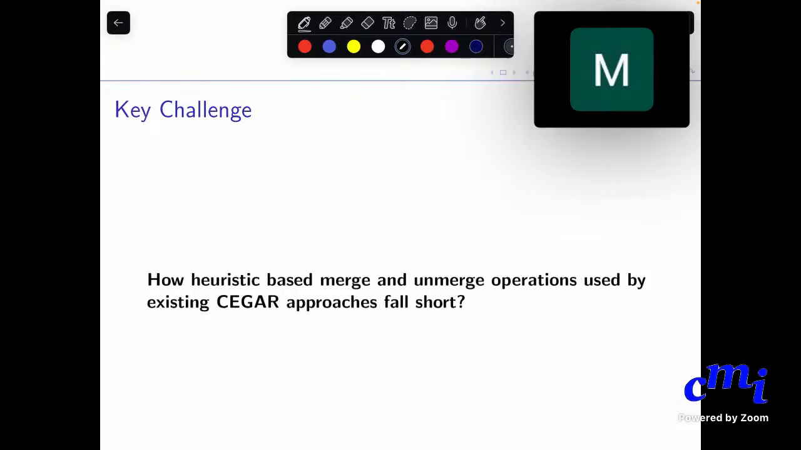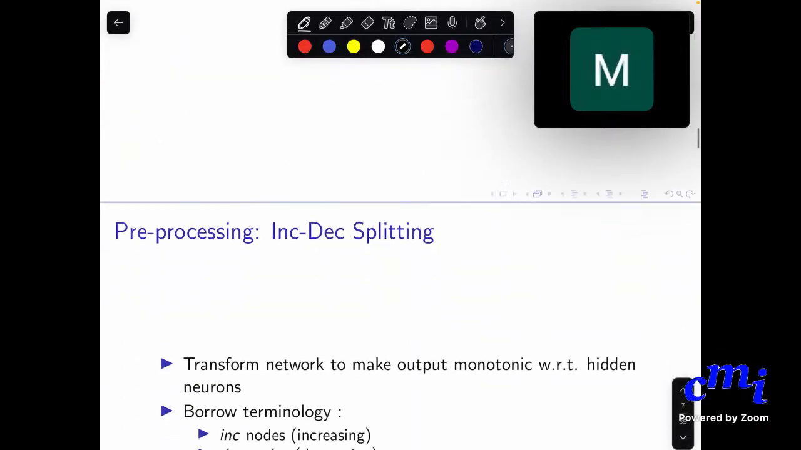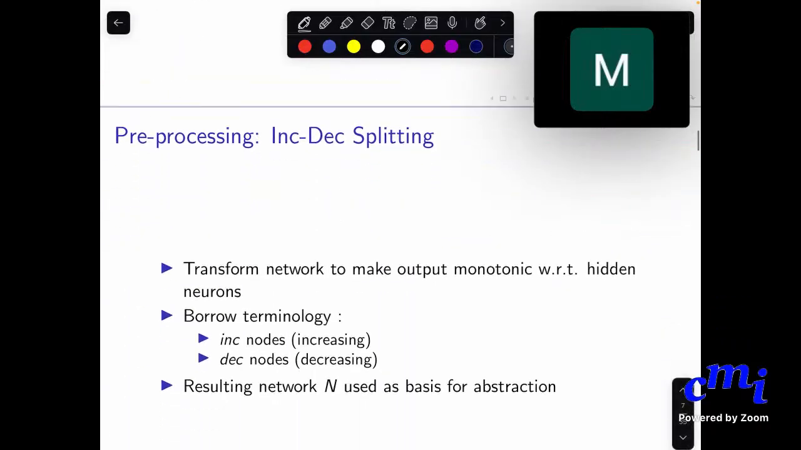The key challenge of the processes we have seen in class, and that Pranika has presented, is that these are all heuristic based merge and unmerge operations, and they fall short in some cases, as we will see in the following slides. Before that, we will pre-process the neural network.